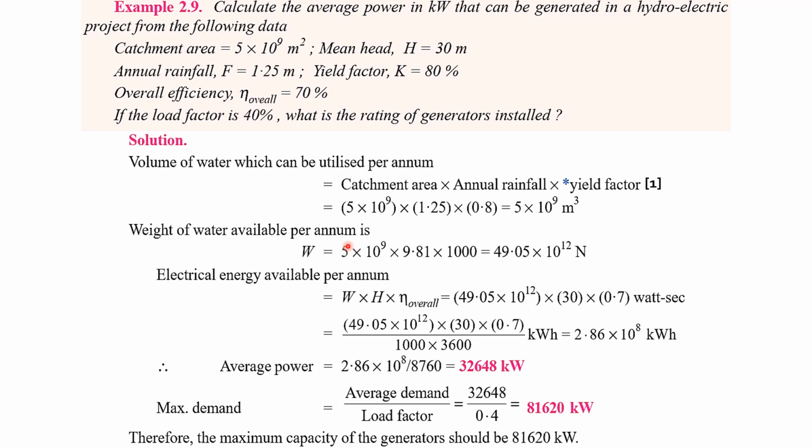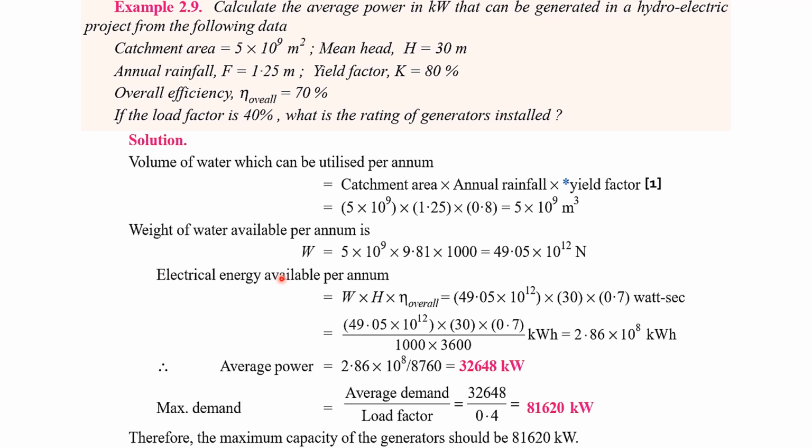The weight of water available per annum can also be found from this data, using the density of water. Weight is given by 5 × 10^9 meter cube, which is the volume of water, × 1000, which is the density of water in kilograms per meter cube, × 9.81 meter per second square, which is the acceleration due to gravity. So the weight of water comes out to be 49.05 × 10^12 newtons.